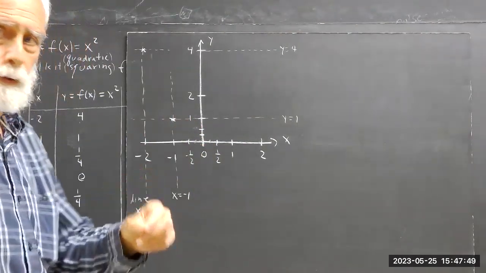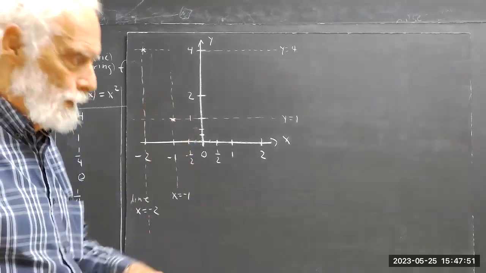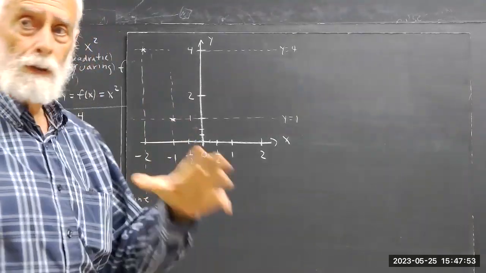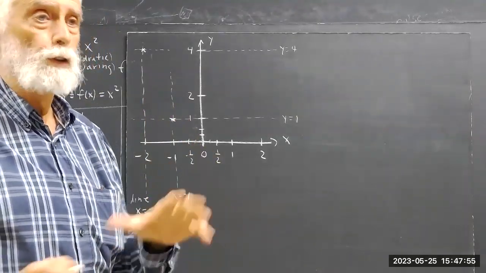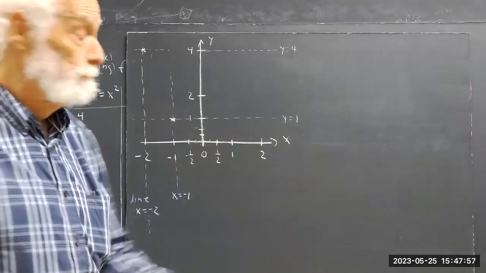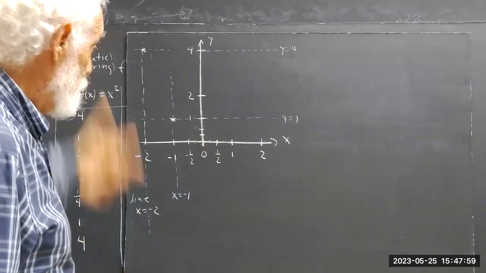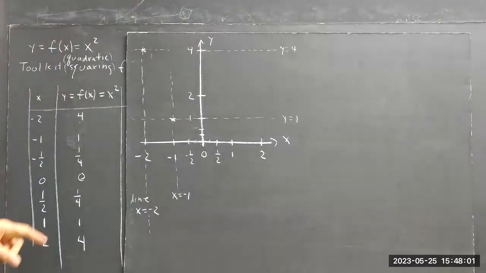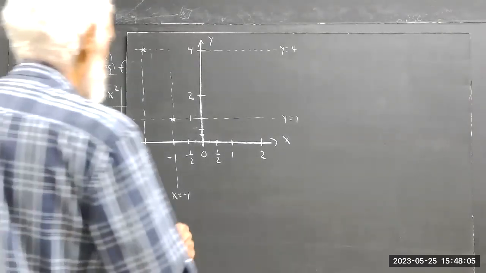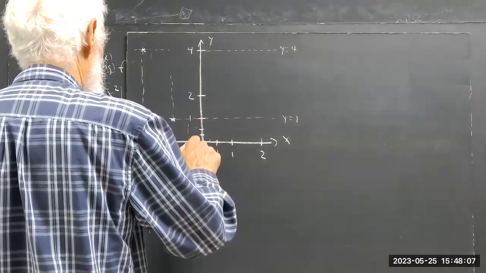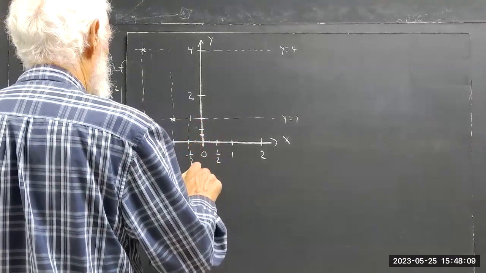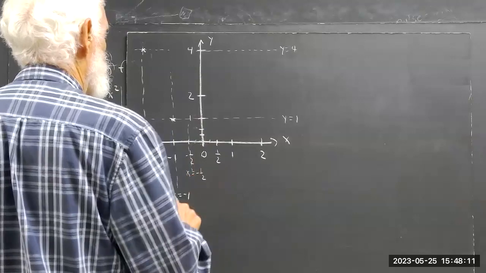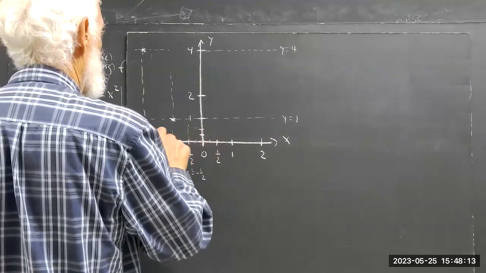And it also gives you a visceral, tangible picture of the graph that you actually constructed. Nobody had to give you that. And it's not difficult. You just have to practice it. Okay, well, then -1/2, 1/4. Well, x is -1/2, and y equals 1/4.